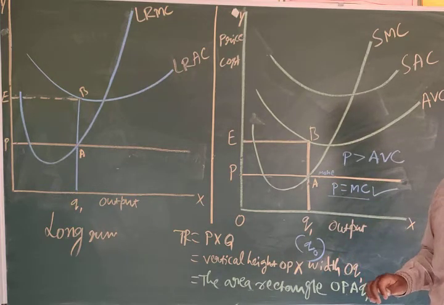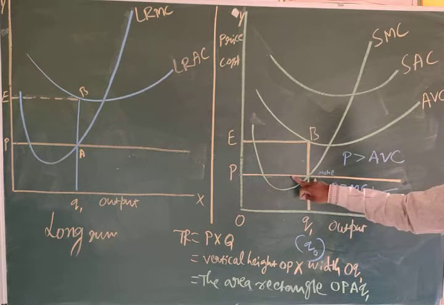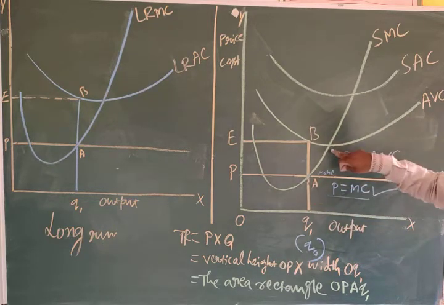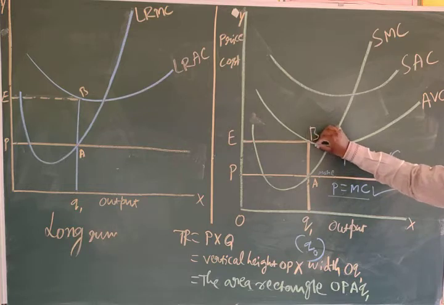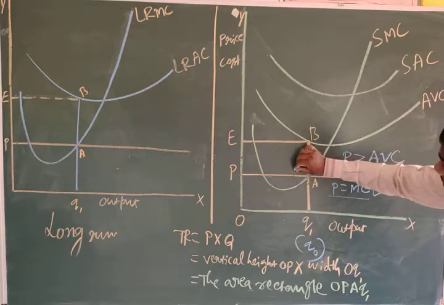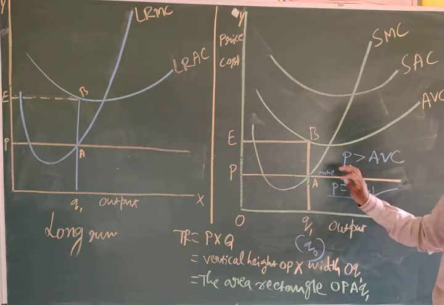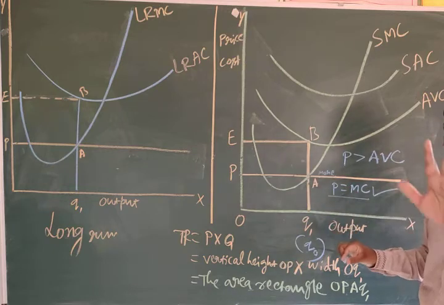And the third condition is price should be greater than average variable cost. Is it? See, this is the average variable cost. If it comes like this, definitely it will succeed. At this point only will the firm get more profit.